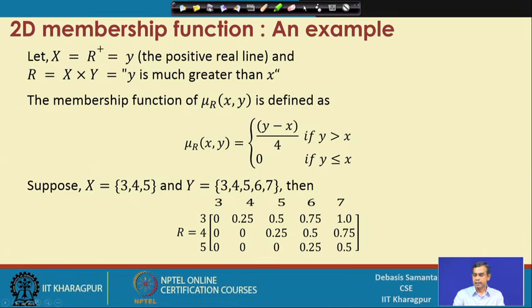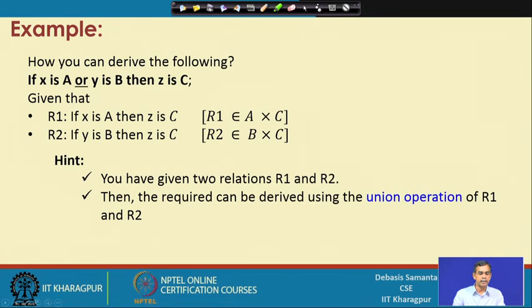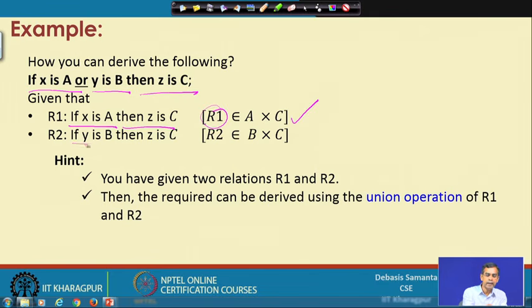Now, after this fuzzy relation is known to us, there is another implication of the fuzzy relation. If A cross B is a fuzzy relation, it says that if something belongs to a particular relation, then what is the strength. I can give one example here: if x is A or y is B, then z is C. This kind of concept can be expressed by means of a product. If x is A, then z is C can be represented by the Cartesian product of the two sets A and C, and this gives a relation R1. Similarly, if y is B, then z is C can be represented by the Cartesian product of B and C, and this is a relation R2.